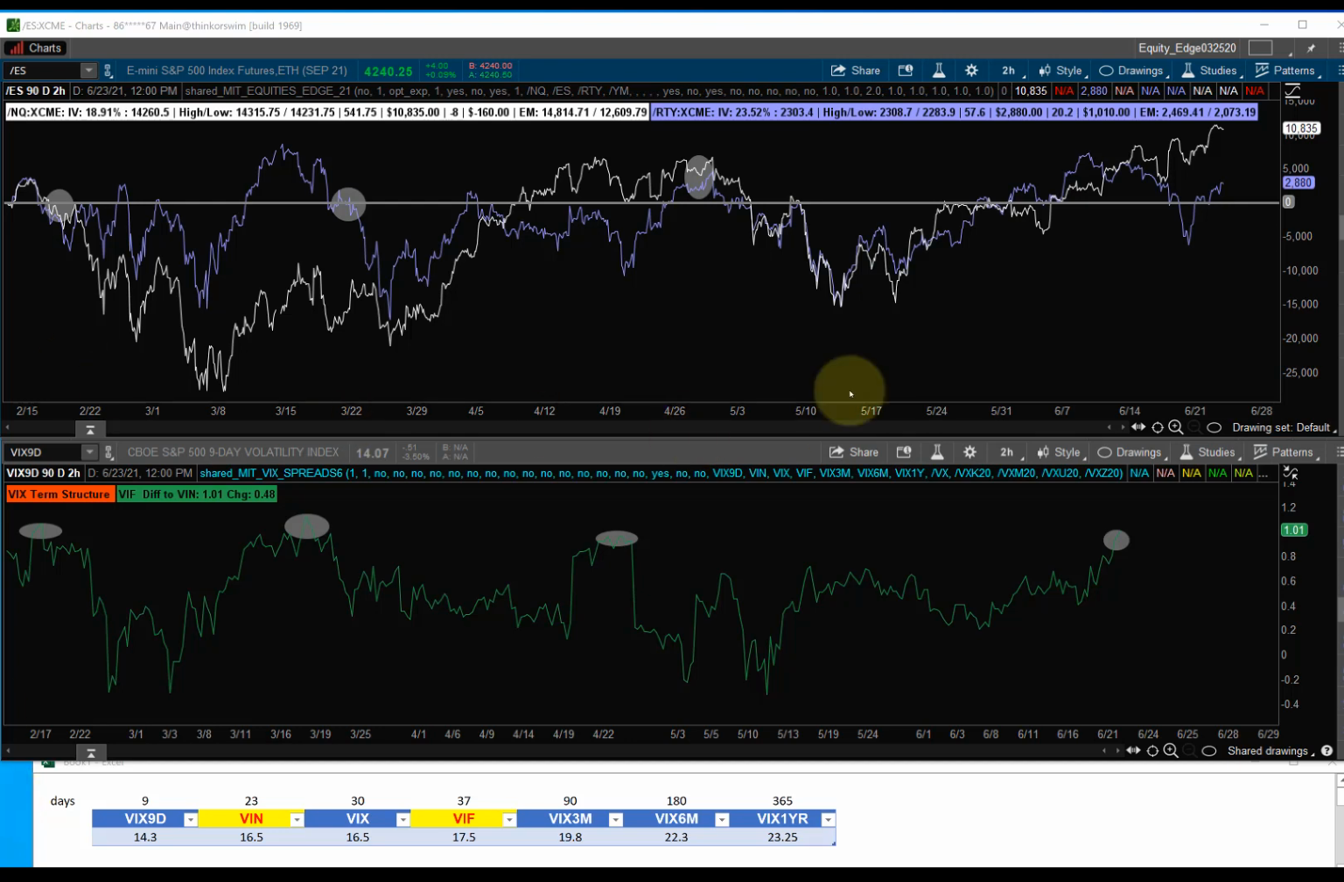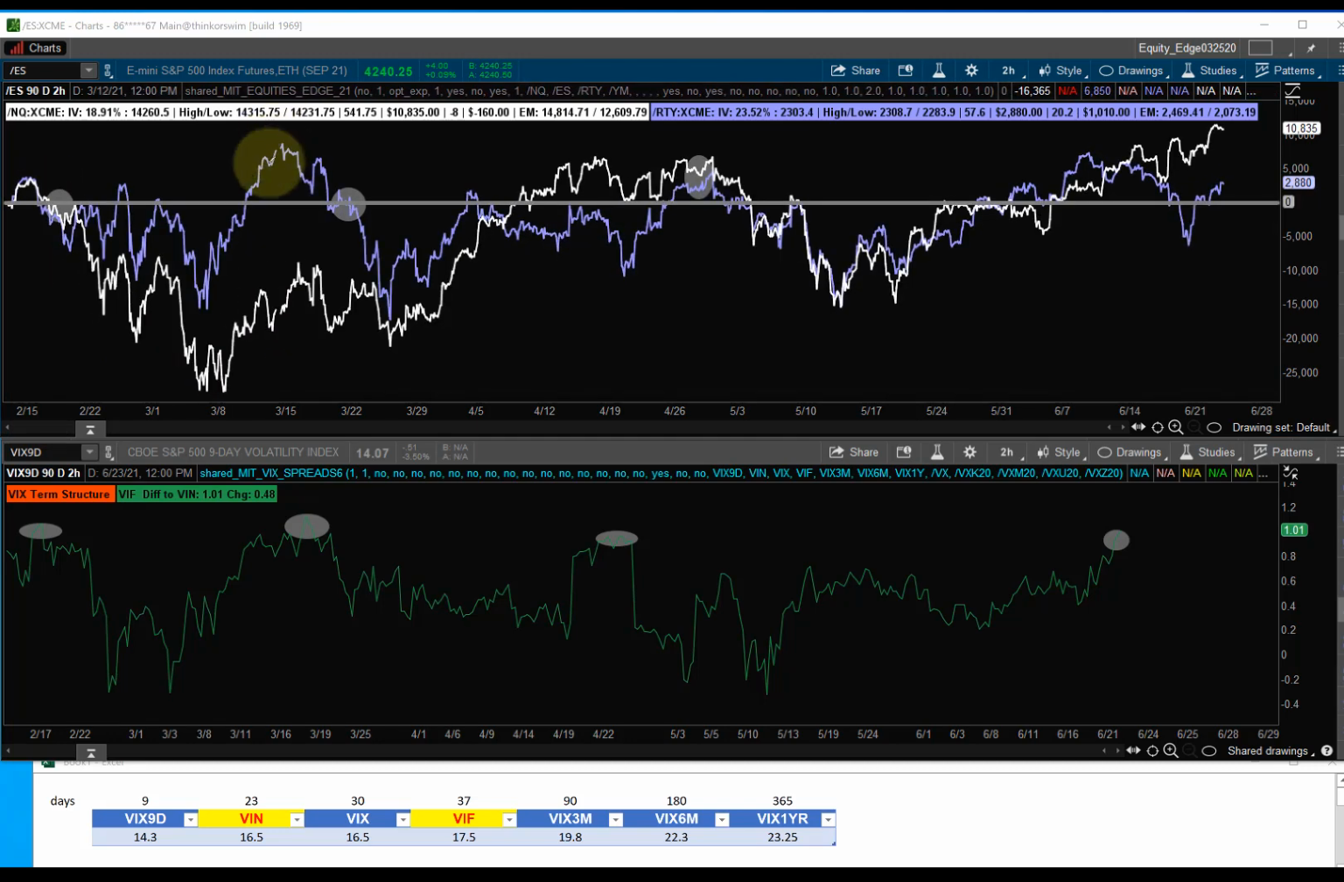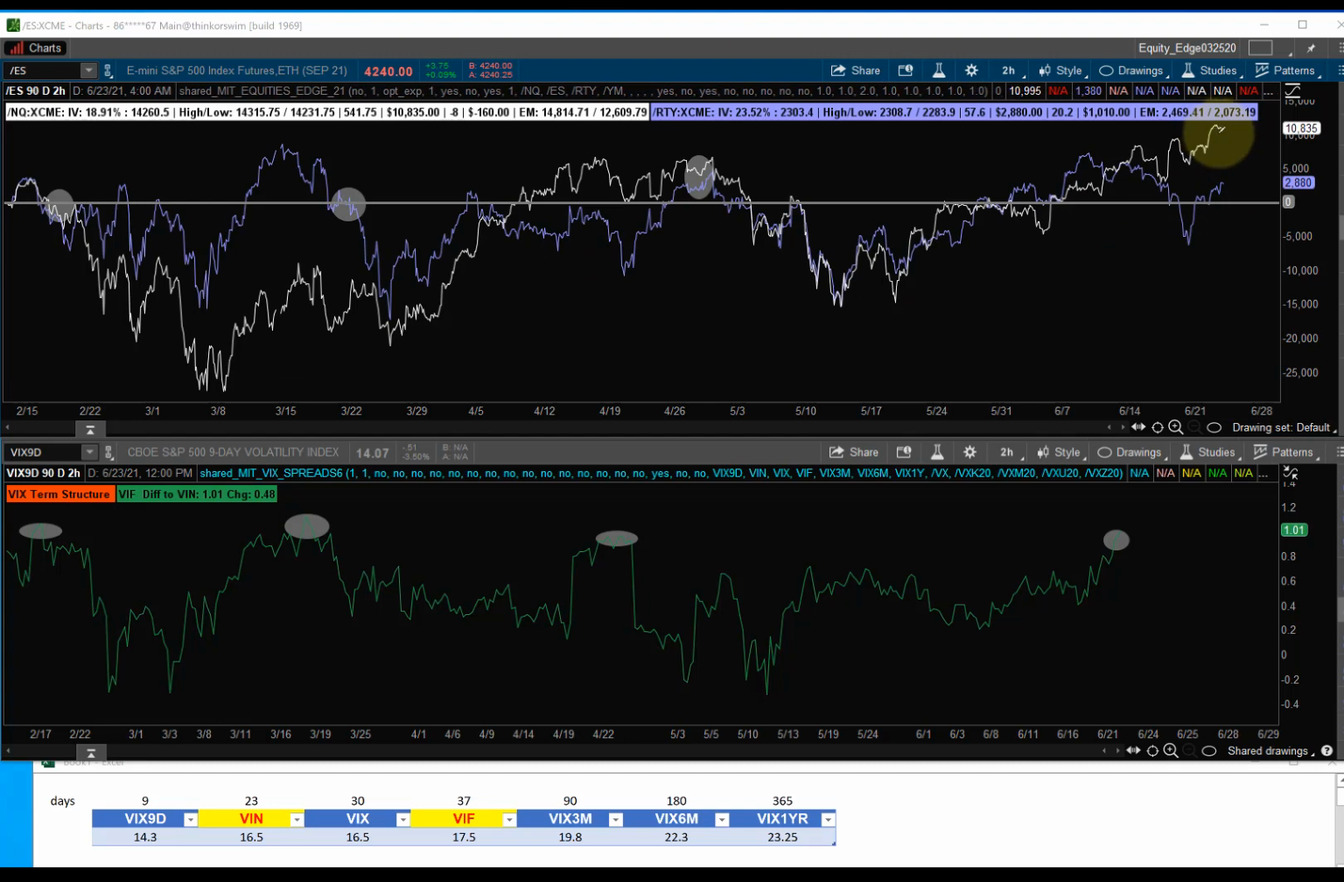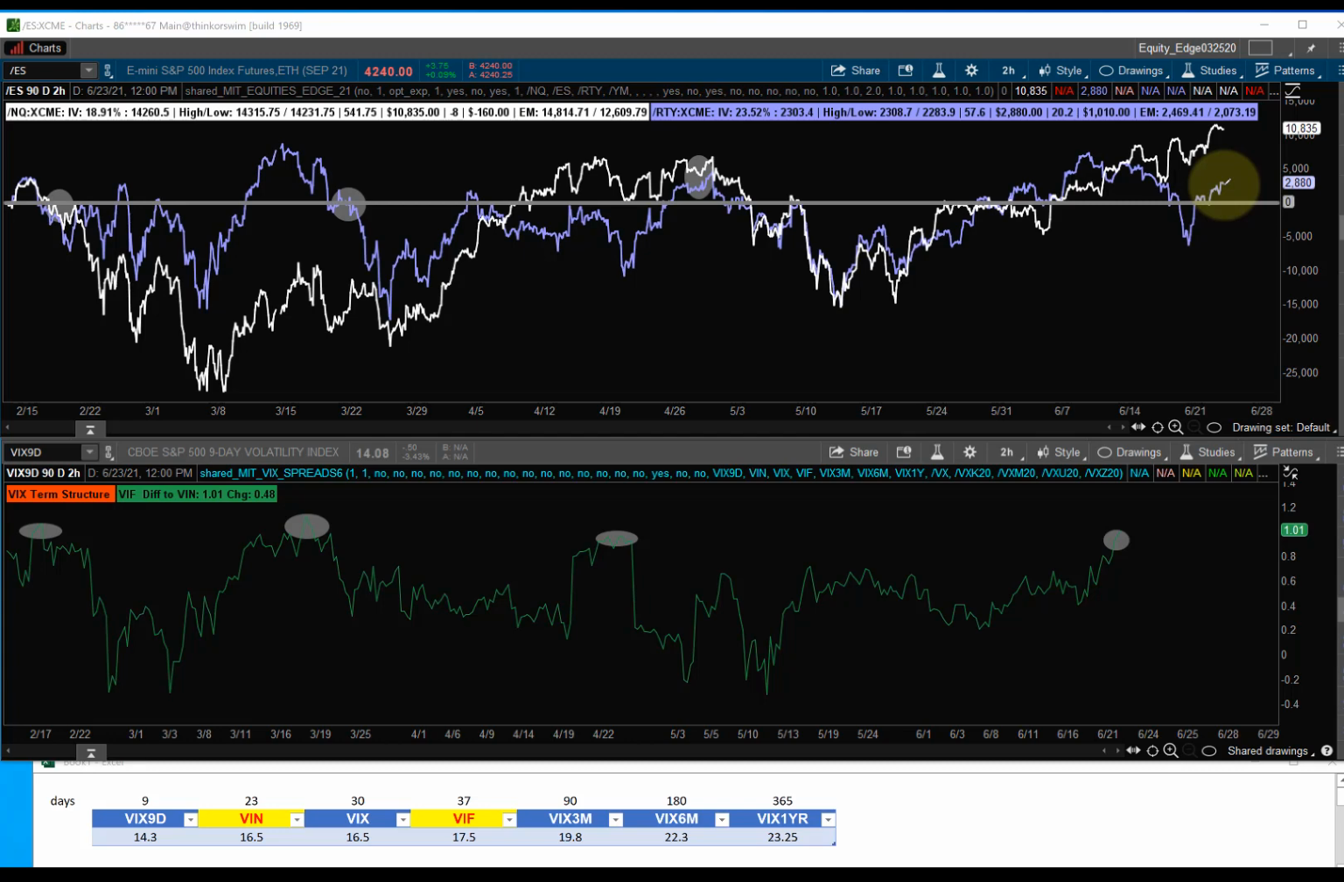Starting here, we have the Nasdaq, which is the white line, against the Russell 2000 futures, which is this purple line. And I just overlapped them going back to pretty much the beginning of the year. You can see how they behave. Nasdaq, weak relative to Russell. Nasdaq, strong relative to Russell. Right now, the Nasdaq again is strong relative to the Russell futures.